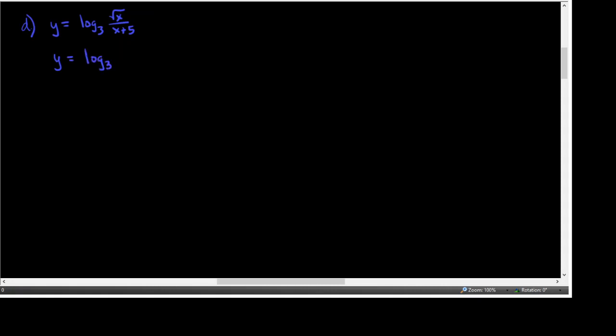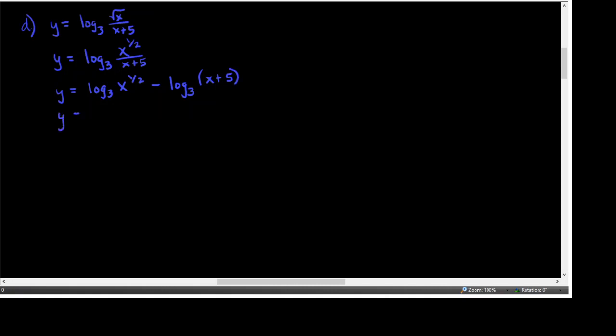The first thing I would do is, I don't like radicals when I'm trying to find derivatives. So I'm going to rewrite the square root of x as x to the 1/2. Then the logarithm of a quotient is the logarithm, keep the base 3, of the numerator minus the logarithm base 3 of the denominator. Notice that's in parentheses because it's more than one term.